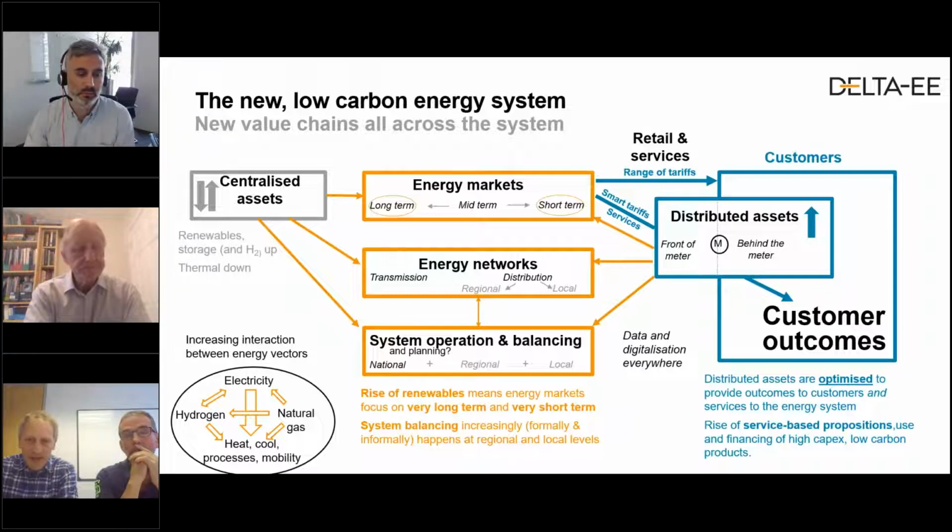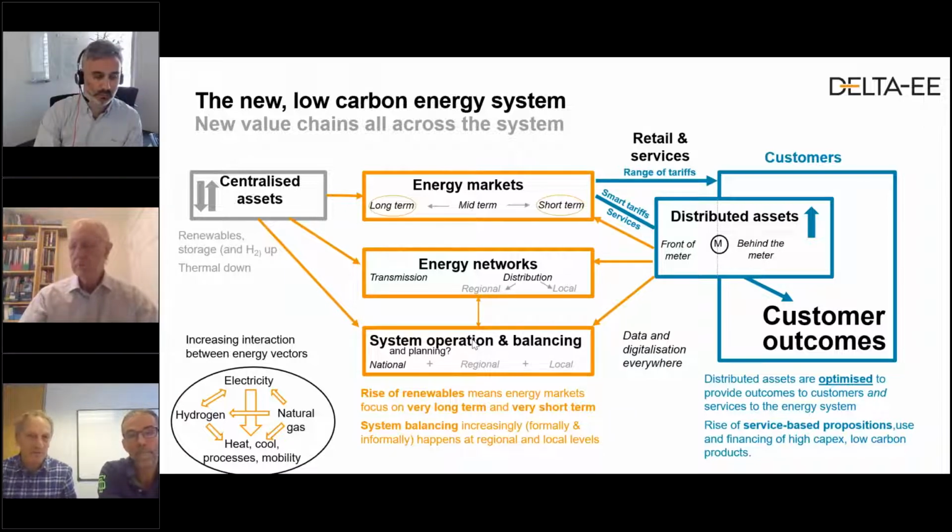So the arrows flowing between these boxes are not all, but many of the interactions between different parts of the system. You can see a lot of arrows flowing from the distributed assets back to the orange boxes in the middle. So these are energy system services that a battery, a heat pump, an electric vehicle charger might supply to the energy system. You can see interdependencies between energy networks and system operation. So there are new value chains all over the place in terms of the energy system.